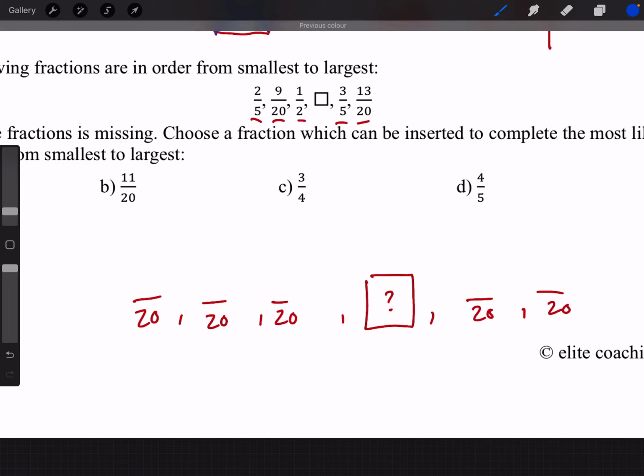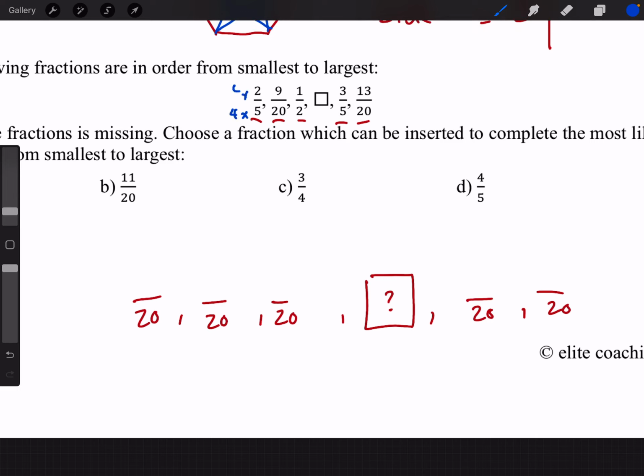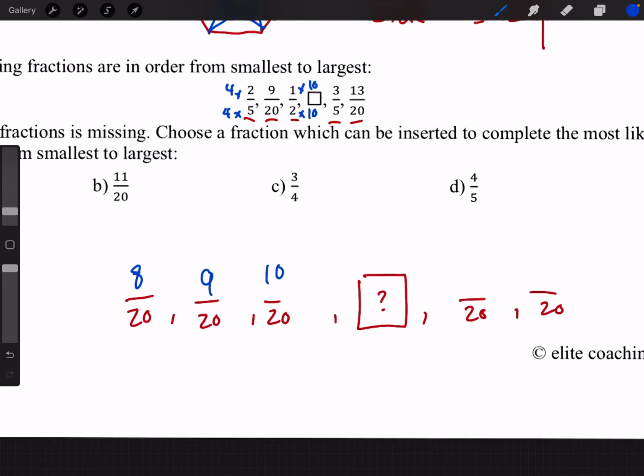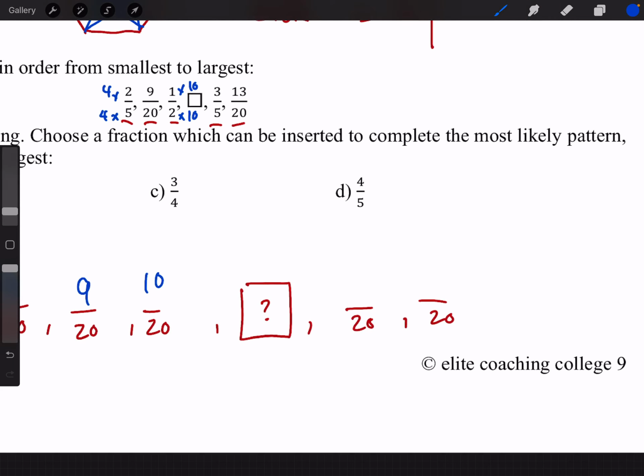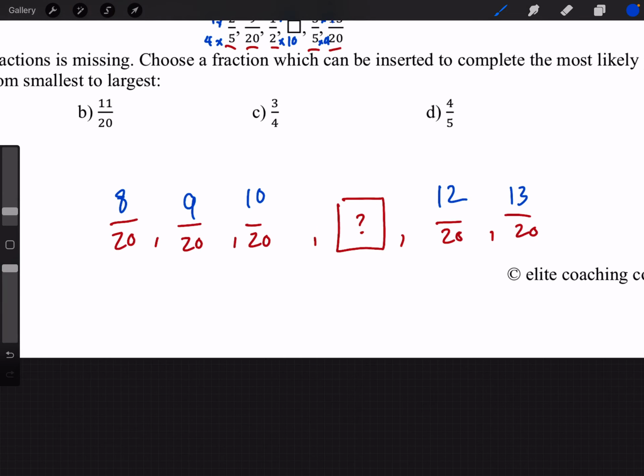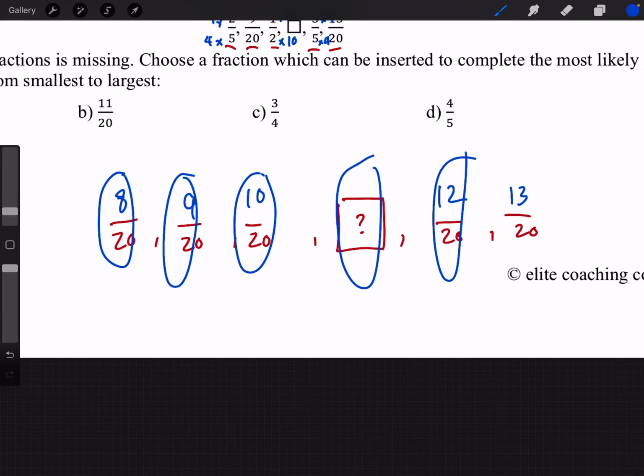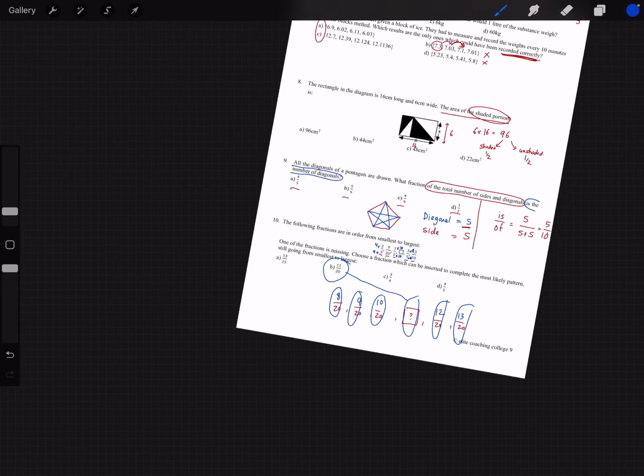To turn the first number to 20, we must times it by 4. Times it by 4, you get 8. Then you get 9, that's already over 20. Now for the third one, you must times it by 10, so you get 10. And then let's look at the last one. The last one's already 13 on 20. Now for the second last one, to make 20, I must times it by 4, and 3 times 4 is 12. And obviously you can see the pattern: 8 on 20, 9 on 20, 10 on 20, 11 on 20, 12 on 20, 13 on 20. So obviously this must be 11 on 20.